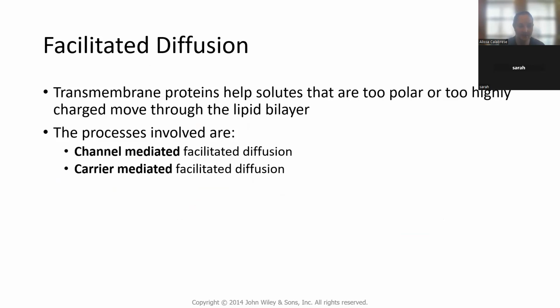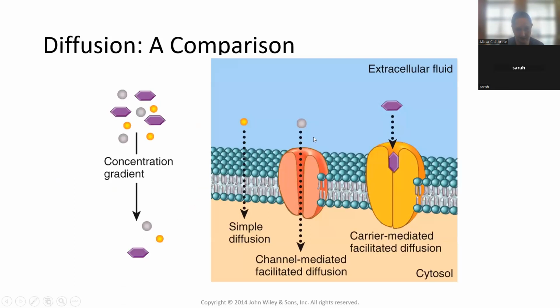In facilitated diffusion, again, they will still even out, but they're going to be using some sort of protein to get from one side to the other. So here's an example of that. So going through a channel or going through a carrier protein to go from high concentration to low concentration.